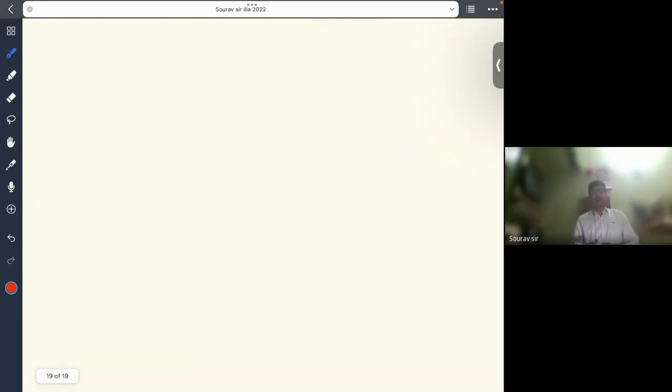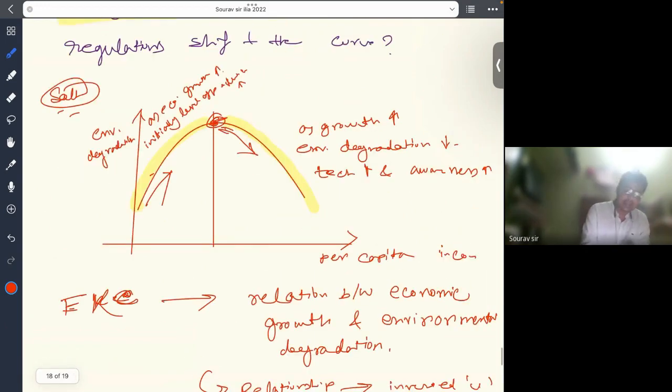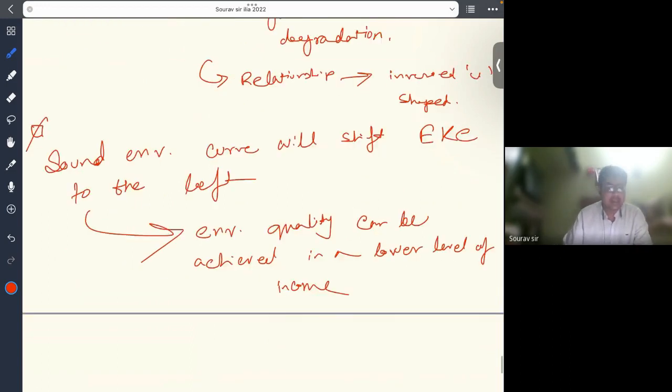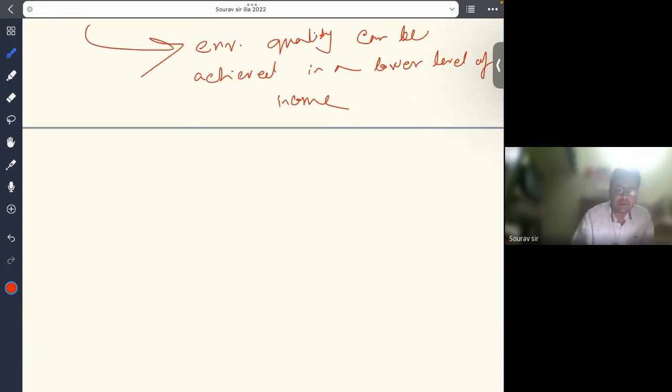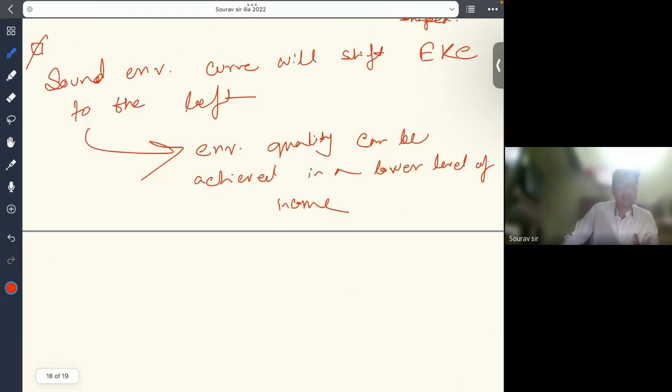Okay, so as can be seen, if we take this as EKC1, then this EKC2 curve can shift leftward with the implementation of sound environmental regulation. This shift is beneficial as it allows for economic growth and environmental protection to occur simultaneously. So the EKC is definitely a useful framework for understanding the relationship between economic growth and environment. However, the validity of the EKC has been subject to much debate and scrutiny.